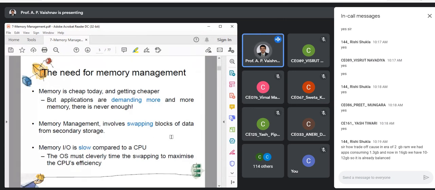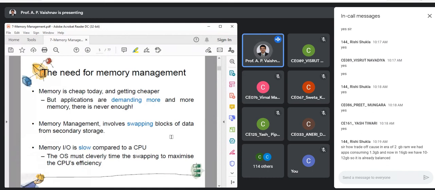Even I have used 256 MB of RAM earlier. That machine was running fine without any problem, right? Why? Because memory management was capable of handling multiple applications even on 256 MB of RAM. And nowadays, if you have 32 GB, then also applications are running fine, right?